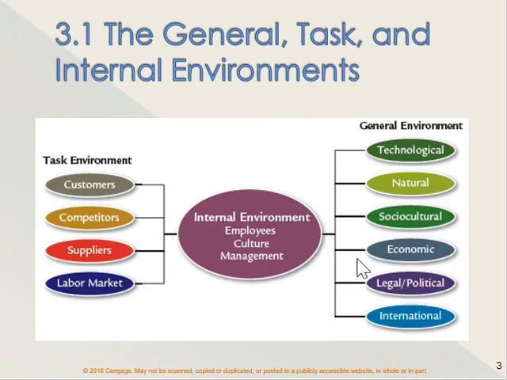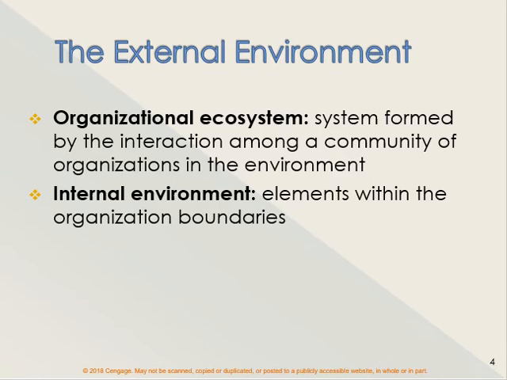So this is actually the summary of what I just shared with you. You can see this is the task environment, which reflects directly towards the organization, and this is the general environment. It also happens, but it affects indirectly the changes within the organization. Besides that, it also consists of the organizational ecosystem, a system formed by the interaction among communities of the organization environment. It may involve certain information about transactions, flow, and linkage of necessary elements for the organization to achieve its goals. And then there is the internal environment, the elements within the organization boundary.